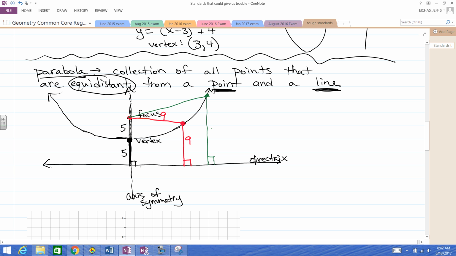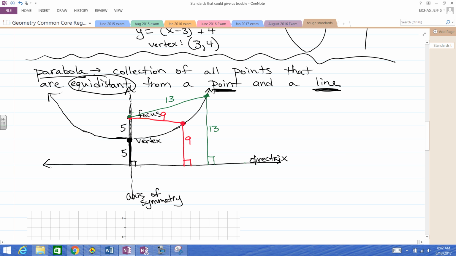Let's say this is 13. I'm just going to make that up. I don't know if it is or not, but 13. Well, then from the focus to that point is also 13. So that's what we're saying. That's the idea or the concept behind a parabola. It's all the points that are the same distance from this directrix or line as it is from the focus or the point. With that in mind, we're going to try to derive the equation of a parabola.